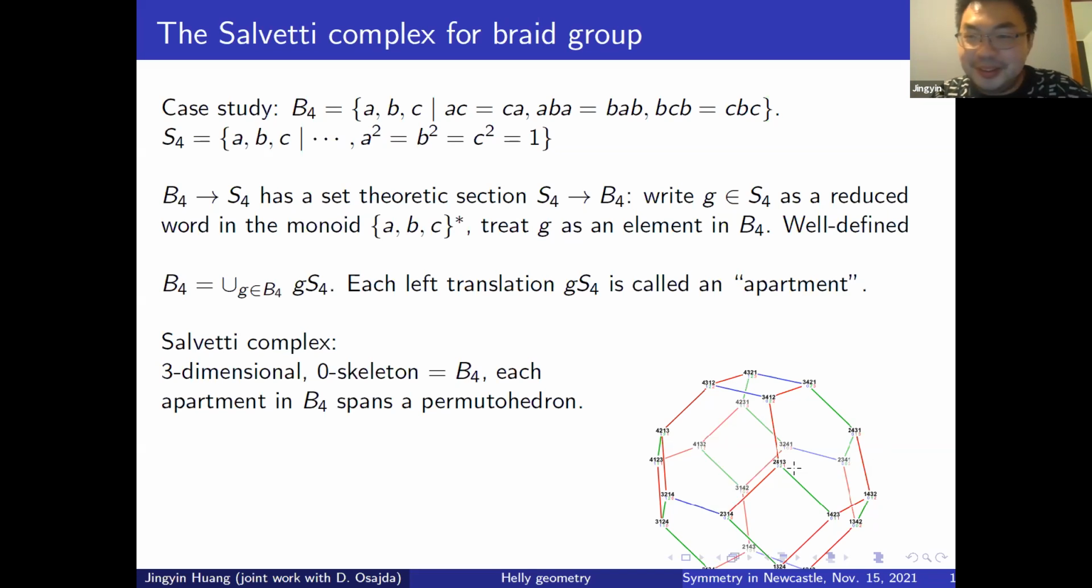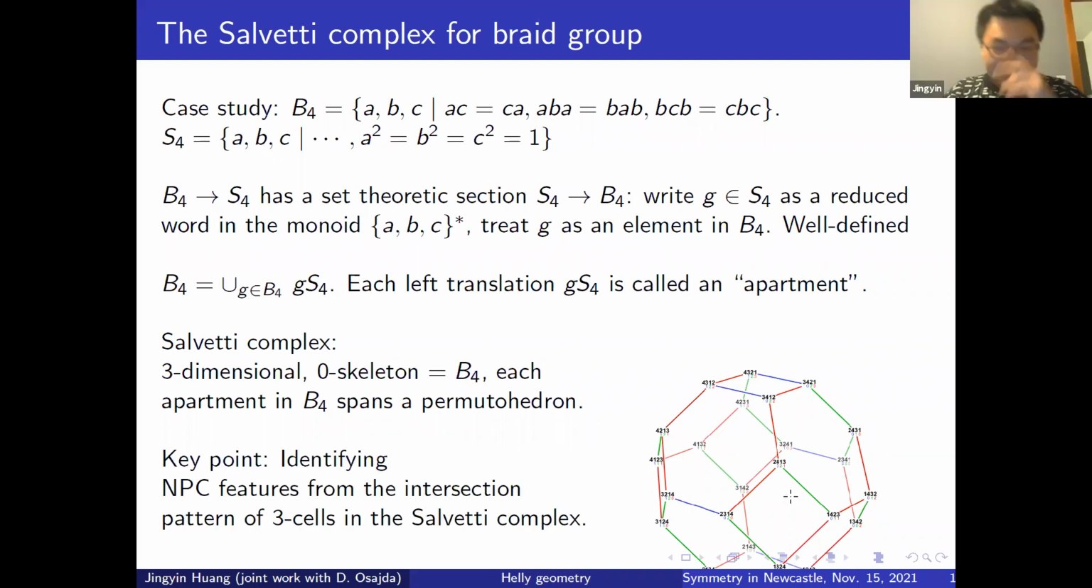Okay, is this super clear? More or less, I think. Okay. So basically, there's a one-to-one correspondence between the 3-cells and the translations of copies of S4 in B4. And these cells look like this.